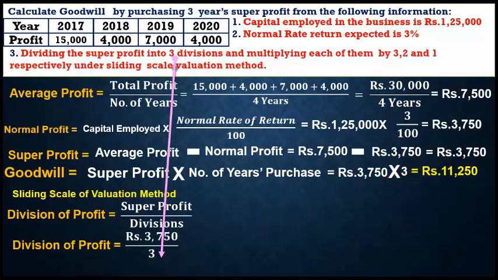Given in the problem, dividing the super profit into 3 divisions. Clearly mentioned in this problem, 3 divisions. That's been taken as 3. Means division of a profit is equal to 3,750 divided by 3. What is the division of profit? 1,250.